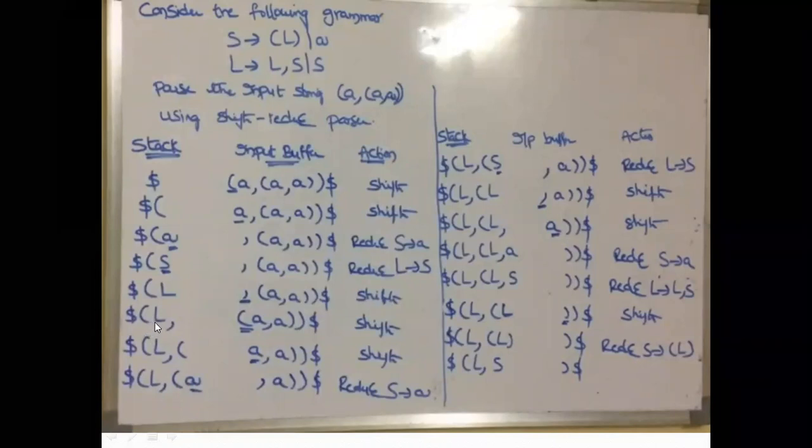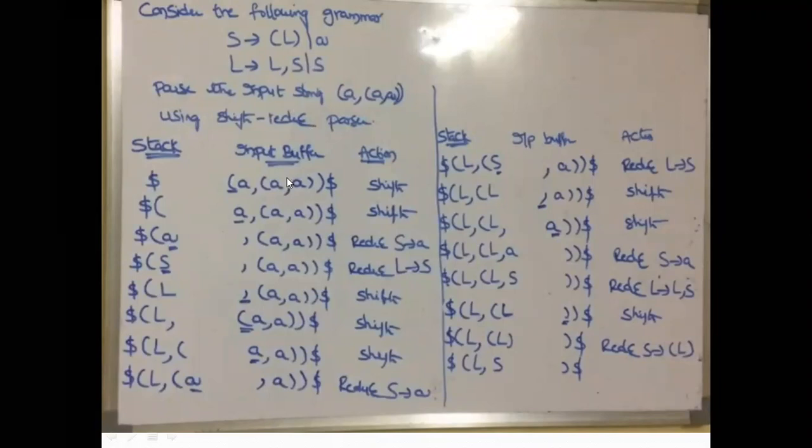Then is there any production in the right hand side which is having open brace L comma? Is there any production with comma on the right hand side? There is no production. And L comma, is there any production? L comma S is the production, but only L comma does not have a production. And we are considering open brace L comma. Is there any production in the right hand side? There is no production in the right hand side.